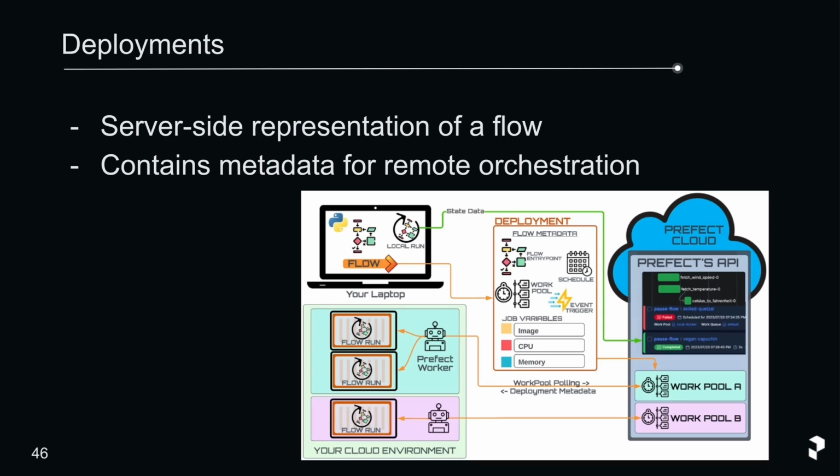Deployments are a server-side representation of a flow. It contains metadata for remote orchestration. So the deployment isn't the script itself, but rather a list of instructions and conditions that are communicated to Prefect so that Prefect knows, okay, where can this code be retrieved from at runtime? What kind of schedule does it need to run on? Under what conditions does it need to run, etc.